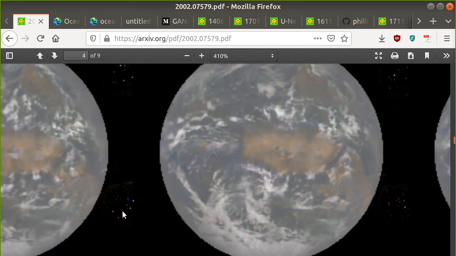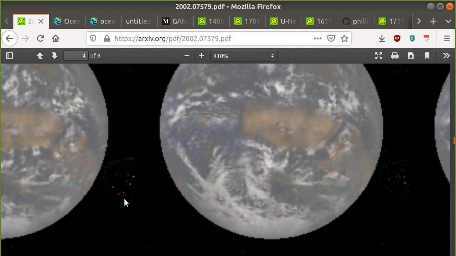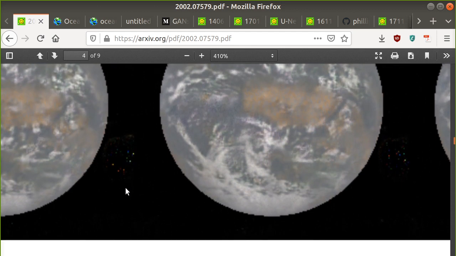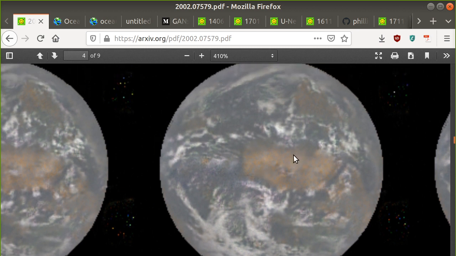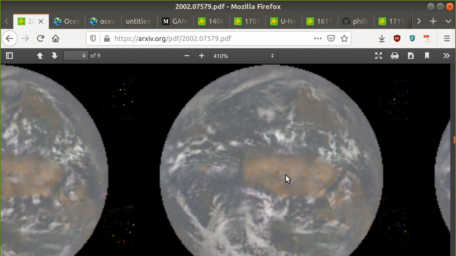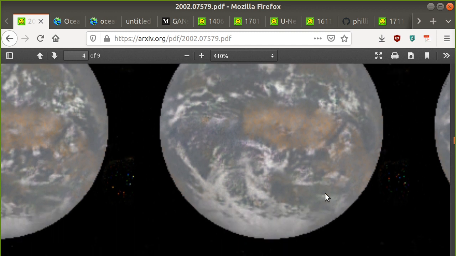What do GANs make and why? Oh, wow. It looks like CCD sensor noise. And we're also beginning to see these checkerboard patterns over Africa. So, not bad, not perfect.